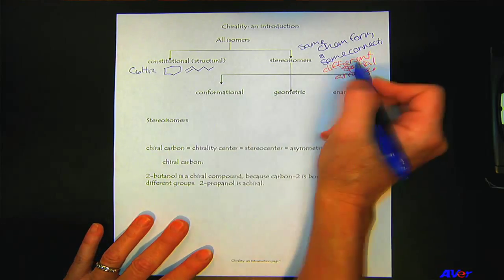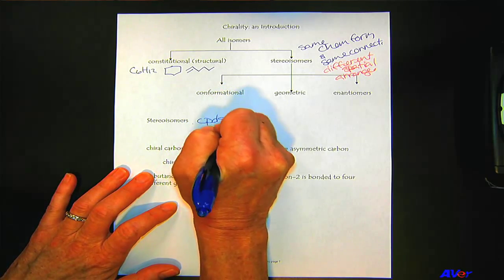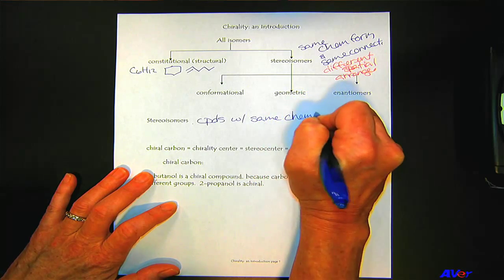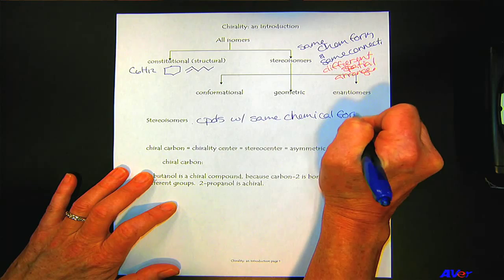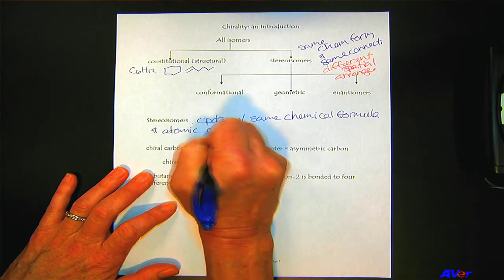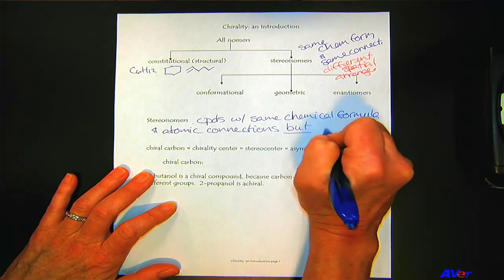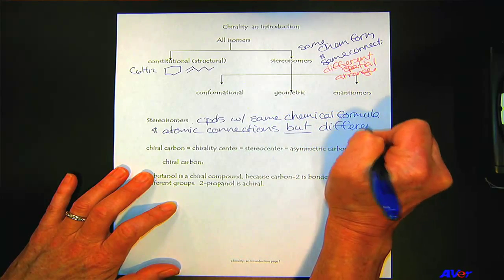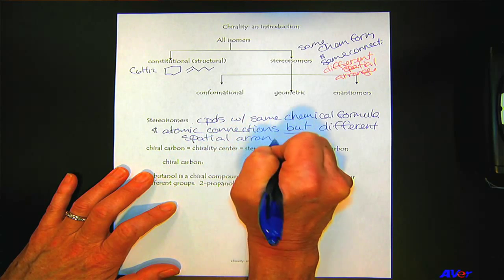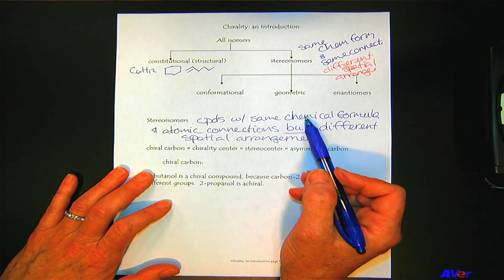Oh, and so I tried to squeeze in the definition, and now we have plenty of room to write it here, right? Stereoisomers are compounds with the same chemical formula and atomic connections, right? But different spatial arrangement. Okay, and we've already learned quite a bit about those, right?